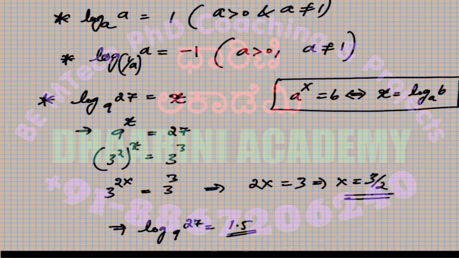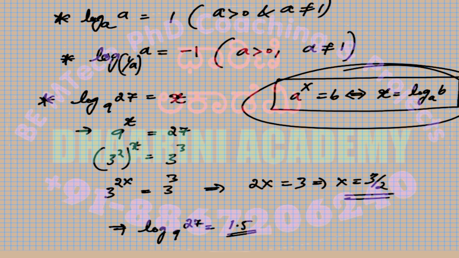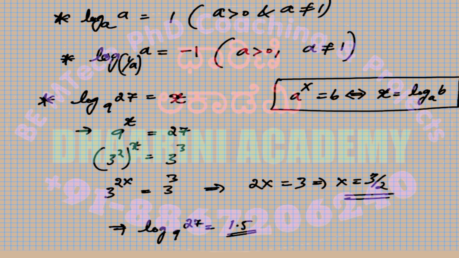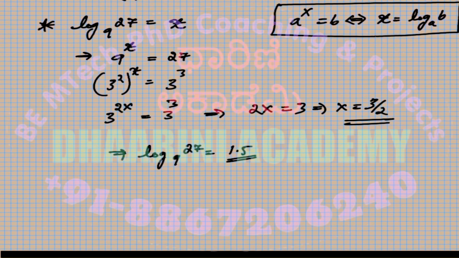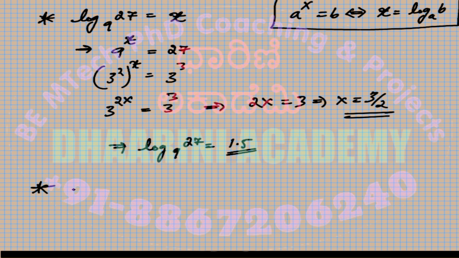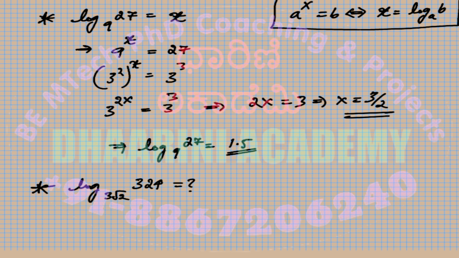So I just have to remember this equation and solve for x ultimately. That was question number 1. Now let's move to the next question. Question number 2 is log of 324 to the base 3 root 2 equal to how much?